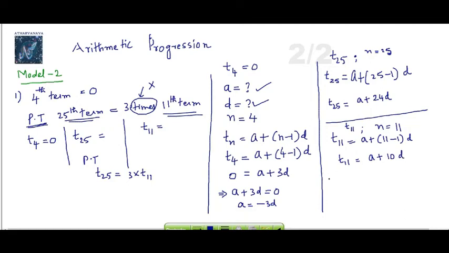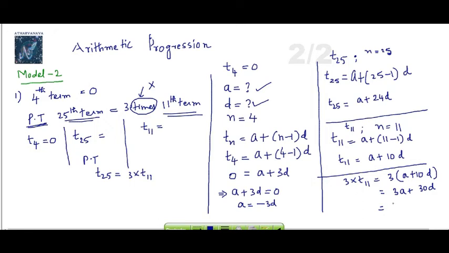Now what is the simple rule you have to use? He said you should get T25 as 3 times T11, isn't it? So I will start writing 3 times T11 is equal to 3 bracket, what is T11? A plus 10D, isn't it? So I'll write 3A plus 30D. What is A here? Minus 3D.